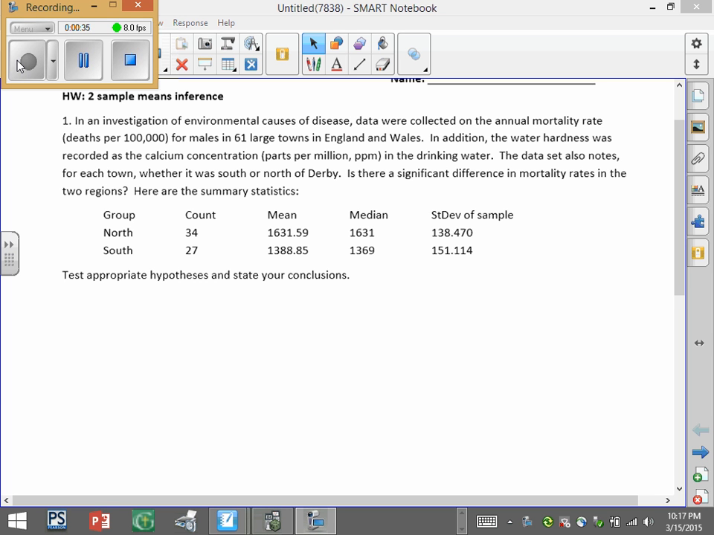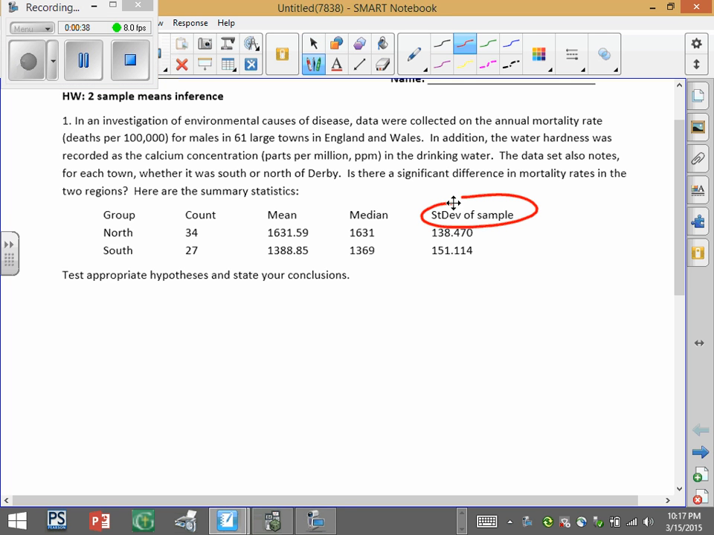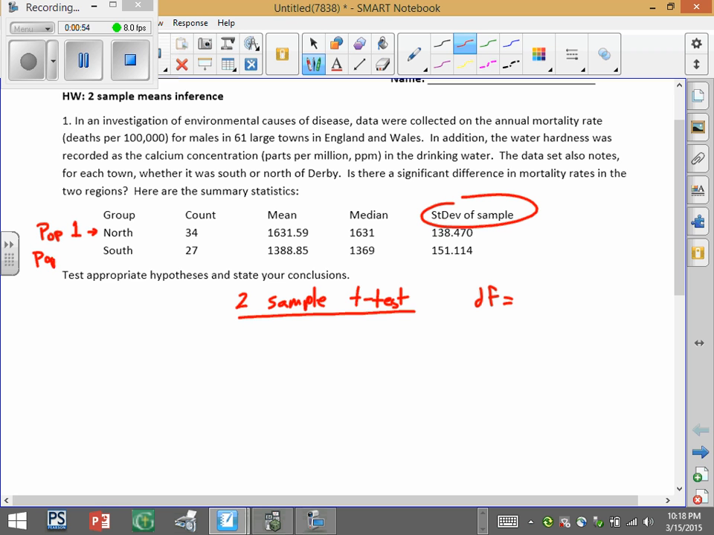Notice they did say standard deviation of the sample, which puts us right on track for a two-sample t-test. We'll draw our degrees of freedom down here in just a minute. Before we move forward, population 1 is going to be from the north of Derby. Population 2 will be from the south of Derby. So the original hypothesis will be that the two are equal, and the alternative, again, is there a significant difference? In other words, does mu1 not equal mu2?